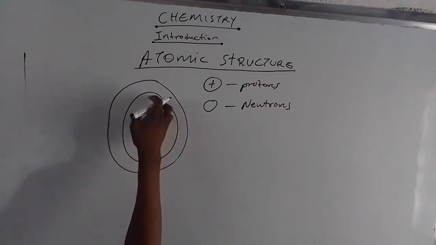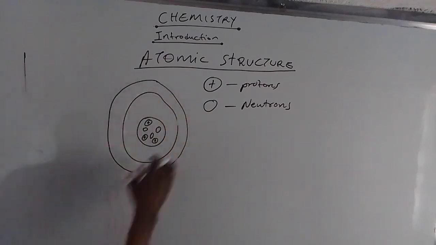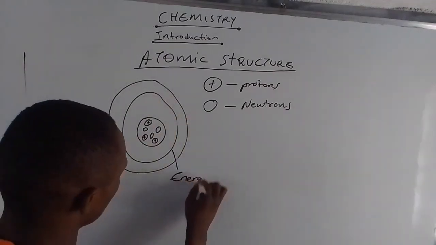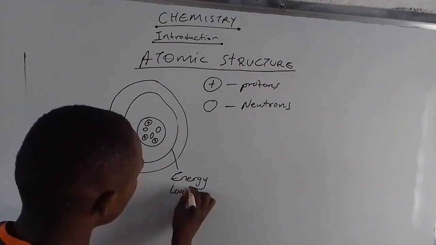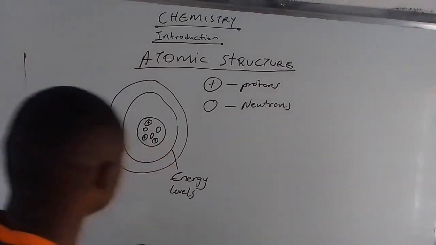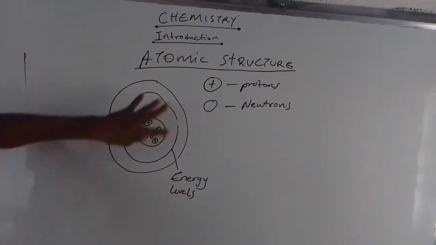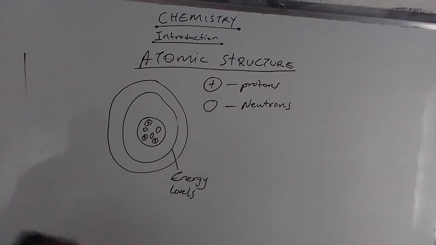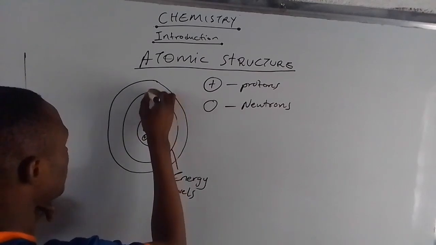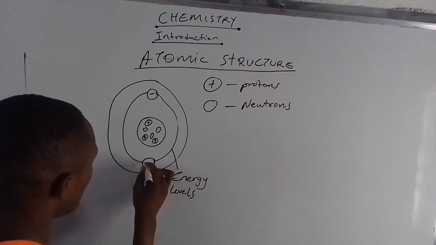Then we have these lines which are surrounding the nucleus. These lines are called the energy levels or orbits or orbitals. Now, within the energy levels, we find the electrons which are moving around the nucleus. If in the nucleus we have 3 protons, it means that in the shells we are going to have 3 electrons also. So we can put an electron here, we put 1, then we come here, we also put another one here.